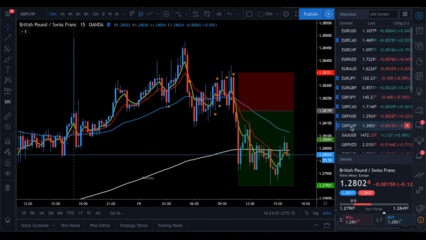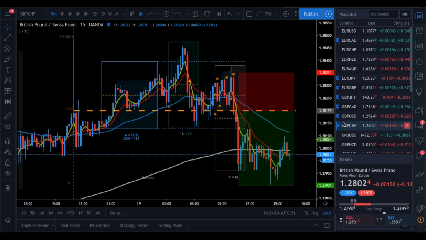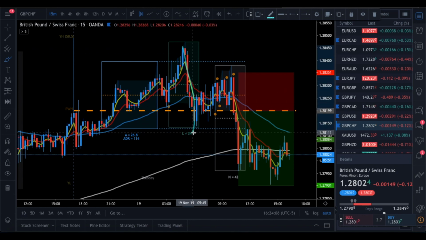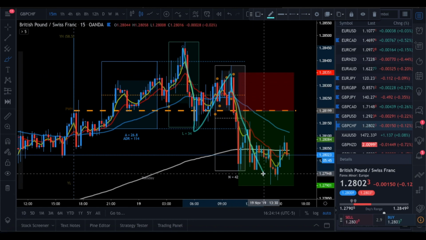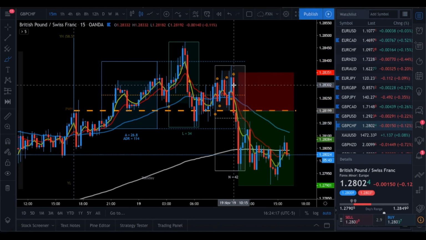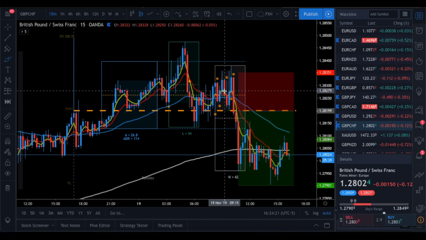Last one here on the pound was Pound Swiss. Pretty much same thing. We had a move down during London. Again, no setup during London because we didn't get a second leg. And then here we had basically a continuation trade down. Okay. This continuation trade, I mean, essentially any of these candles you could have gotten in on.